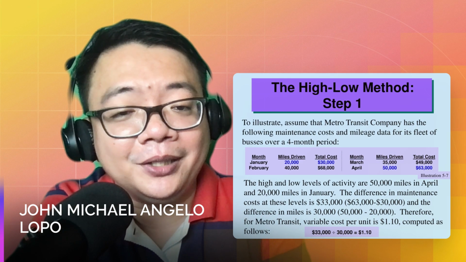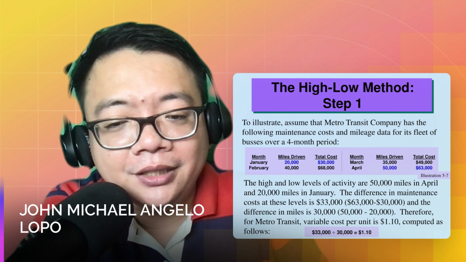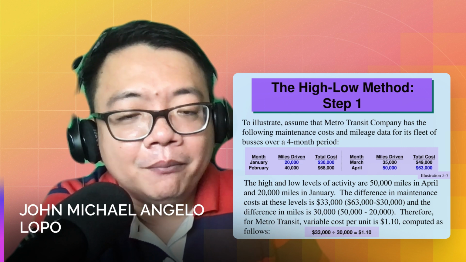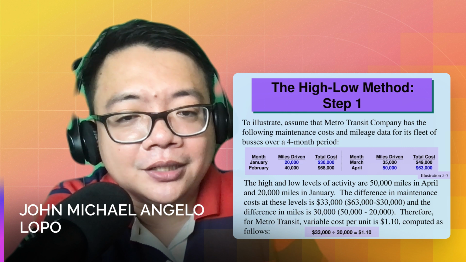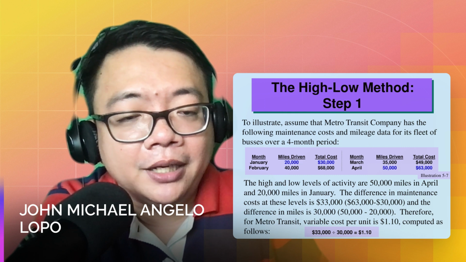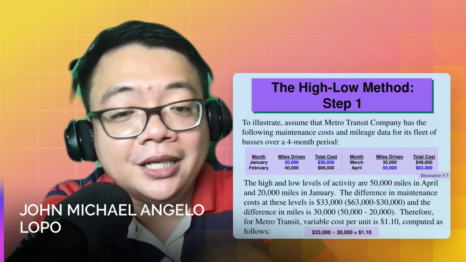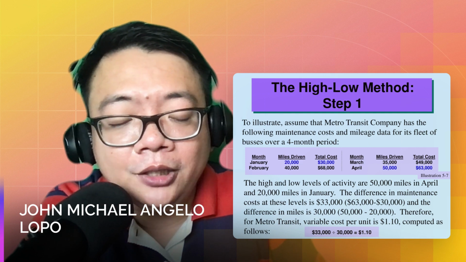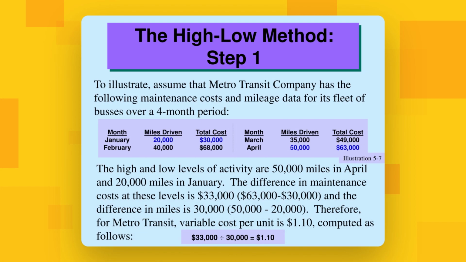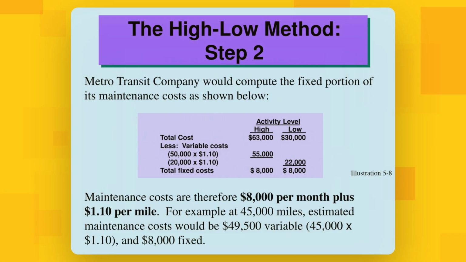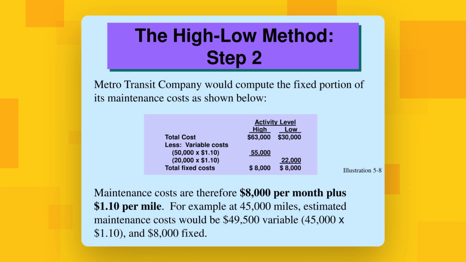Hopefully, class, you understood me. Maybe what you did there was 68,000 minus 30,000 divided by 50 minus 20. That is wrong, particularly in computing your fixed cost, which will not balance. When you compute your fixed cost, you can check it. So, what would be your total fixed cost?